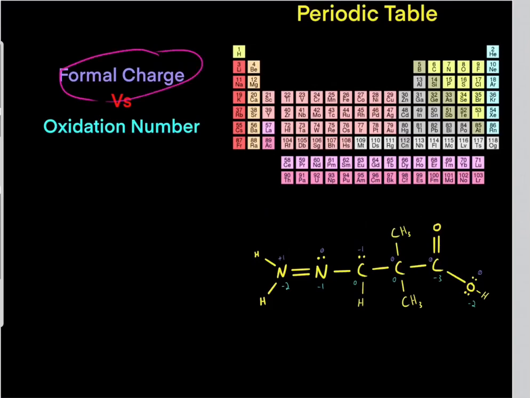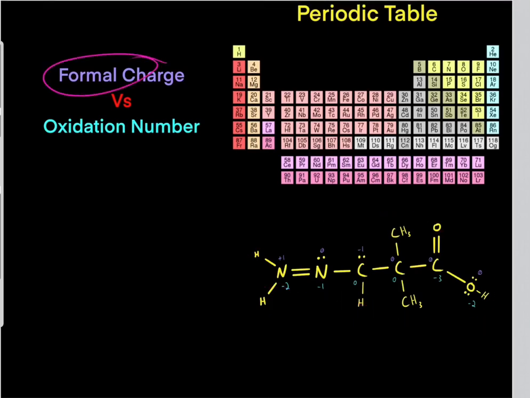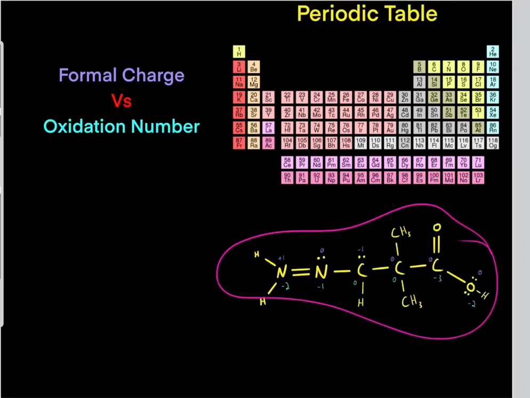So in this video, I want to go over the difference between a formal charge and an oxidation number. If you were to analyze each atom in this molecule, you'll see each atom has a formal charge and an oxidation number. For example, this nitrogen has a formal charge of +1 and an oxidation number of -2. This nitrogen has a formal charge of 0 and an oxidation number of -1. So each of these atoms would have a formal charge and oxidation number.